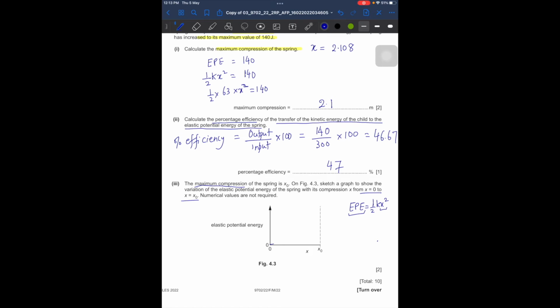We need to know whether it's going to curve upwards or downwards. So what we can think of is what could be the gradient between EPE and x. Let's look at one more formula which we should know, which is half Fx, because kx is F, so we can write it as Fx. So we can see that the gradient can give us information about the force. And as we move from zero compression to maximum compression, the force should increase. That means it should be a curved line, with increasing gradient. Okay, so that's how we can draw our graph.